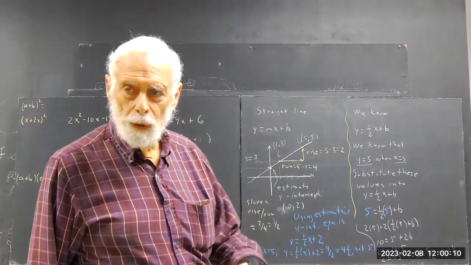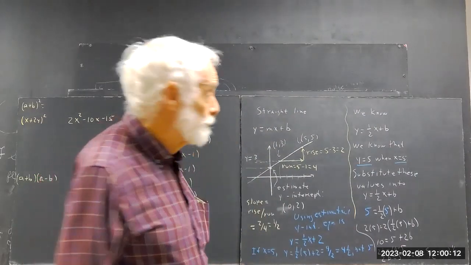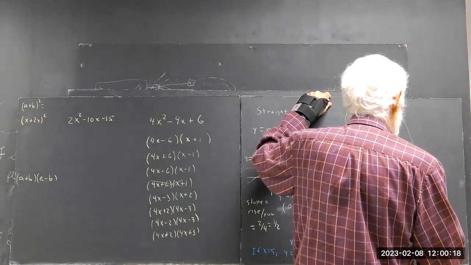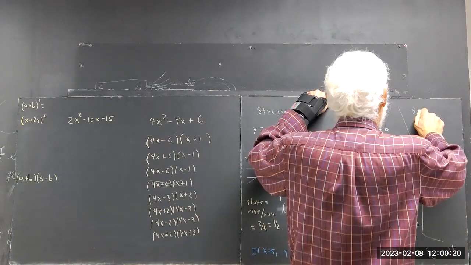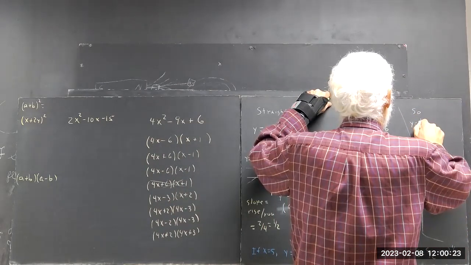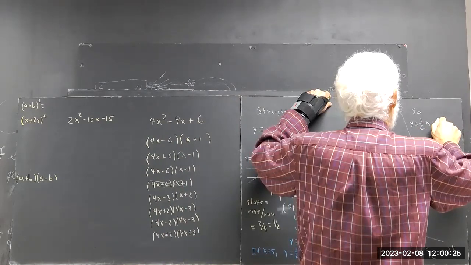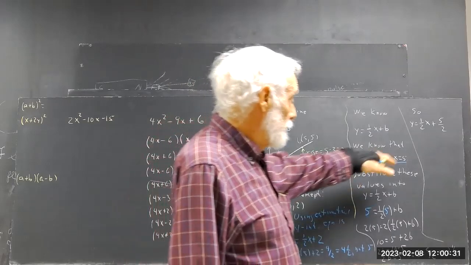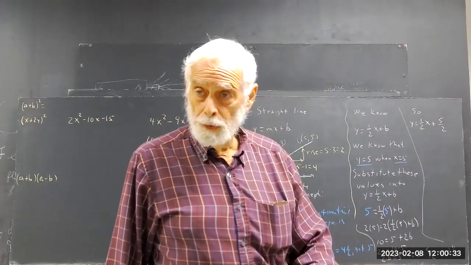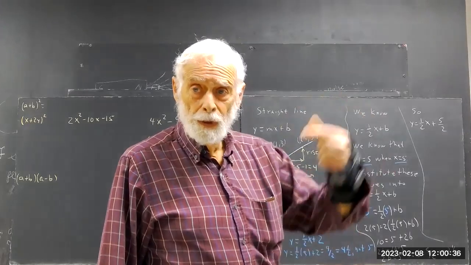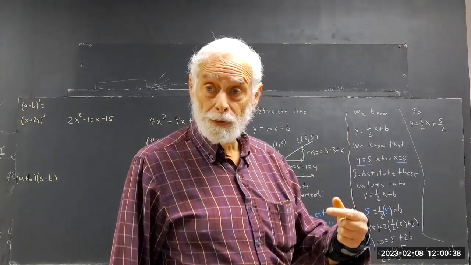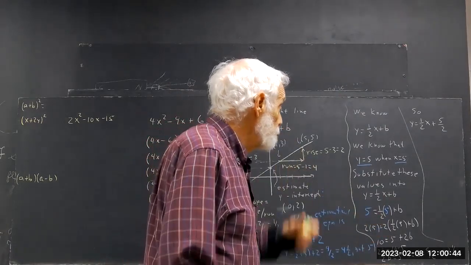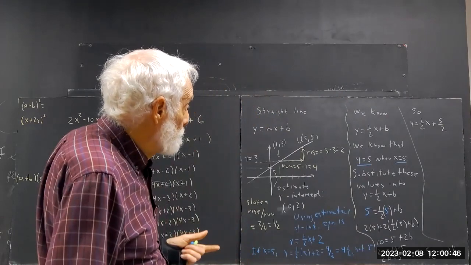Now we know that the equation is y equals 1/2 x plus 5/2, or 1/2 x plus 2.5, but we usually want to do our calculations with rational expressions, integer over integer, instead of mixed numbers like 2.5. Okay, let's verify.